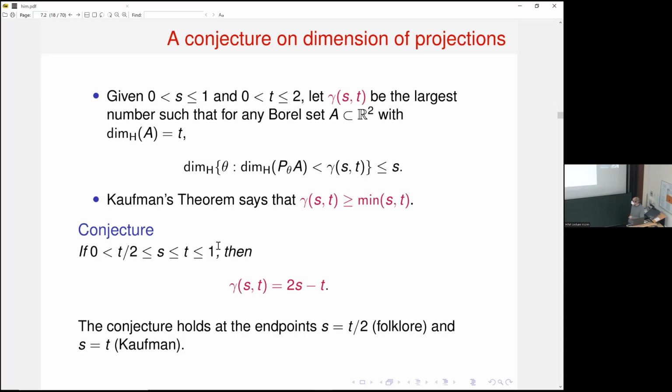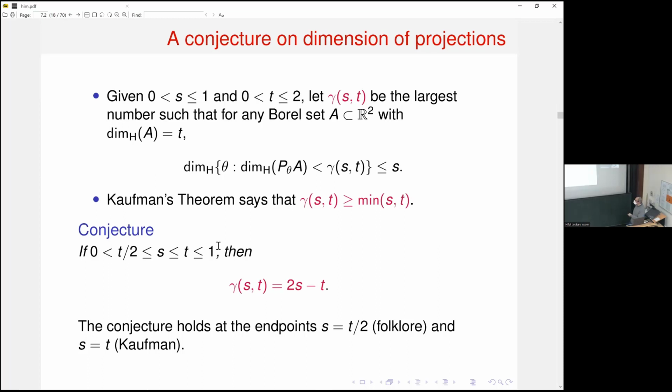There are several motivations for the conjecture. One is that it holds at the endpoints. When s is t over 2, this is 0. And it is known that when s is t over 2, this is 0, and it's not 0 for any other, so this is the right threshold for being 0. And when s is equal to t, we get t, and this is Kaufman's theorem. Okay, so it's true at the endpoints, and it has to be something, so why not linear?